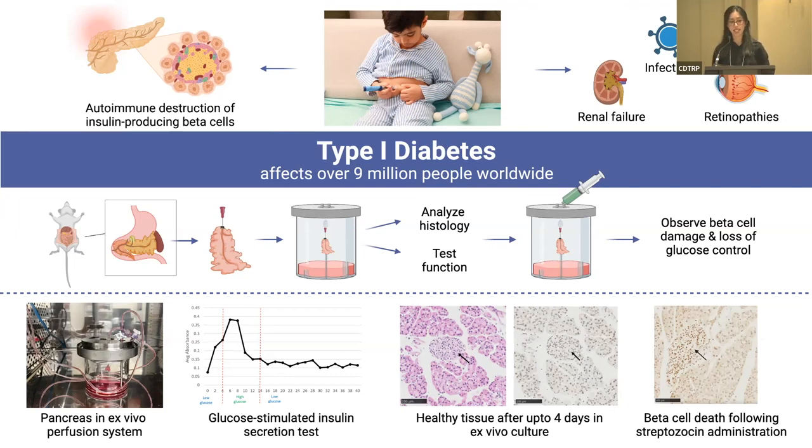So overall, this model provides us with a novel way to study the pathophysiology and progression of type 1 diabetes. And importantly, it can be used to test the effects of various therapeutic agents in really an unlimited way. And it can be translated to human organs so we can help people like Timmy up here, as well as the millions of others, live a better diabetes-free life. Thank you.